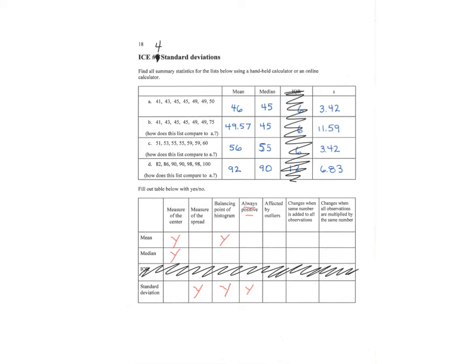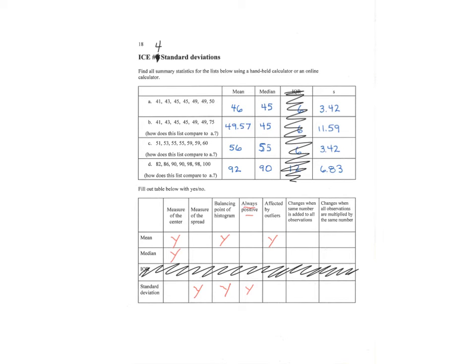Now, which one of these are affected by outliers? Of the mean and the median, we talked about this. The mean is affected by outliers, but the median is not affected by outliers. And we can see that in this little example up here. The difference between A and B is in B, this 50 is changed to a 75. You see that changes the mean, and it does not change the median. This number on the end could be 750, and the median would still be 45.